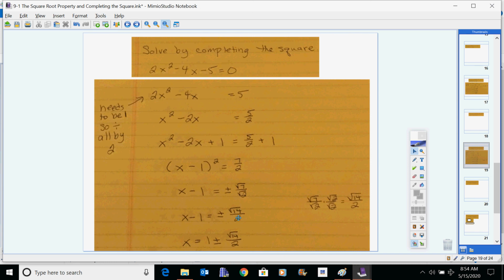Okay, so you can't just leave the square root in the denominator. We don't have common denominators, so you don't have to combine it. You can leave it separate like this. Okay, but we have 1 plus square root of 14 over 2, 1 minus square root of 14 over 2.